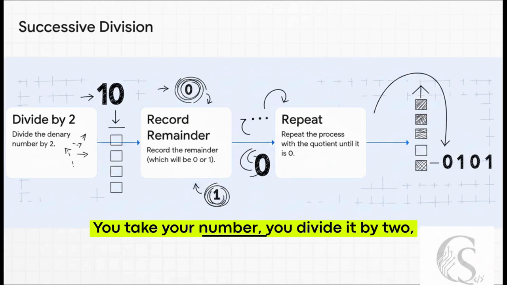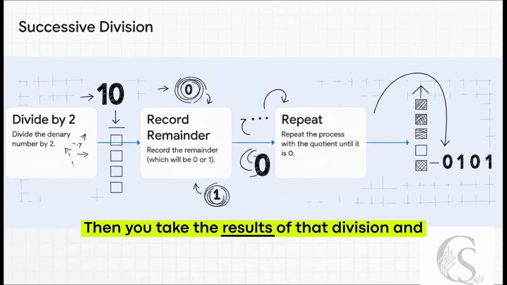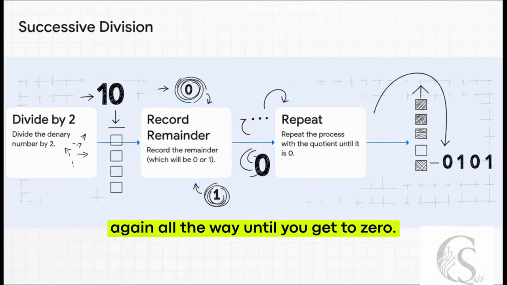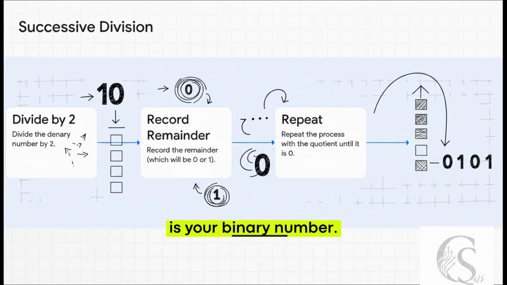You take your number, you divide it by 2, and you write down whatever the remainder is. Then you take the result of that division, and you do it again and again, all the way until you get to 0. The sequence of remainders you've written down, read backwards, is your binary number.